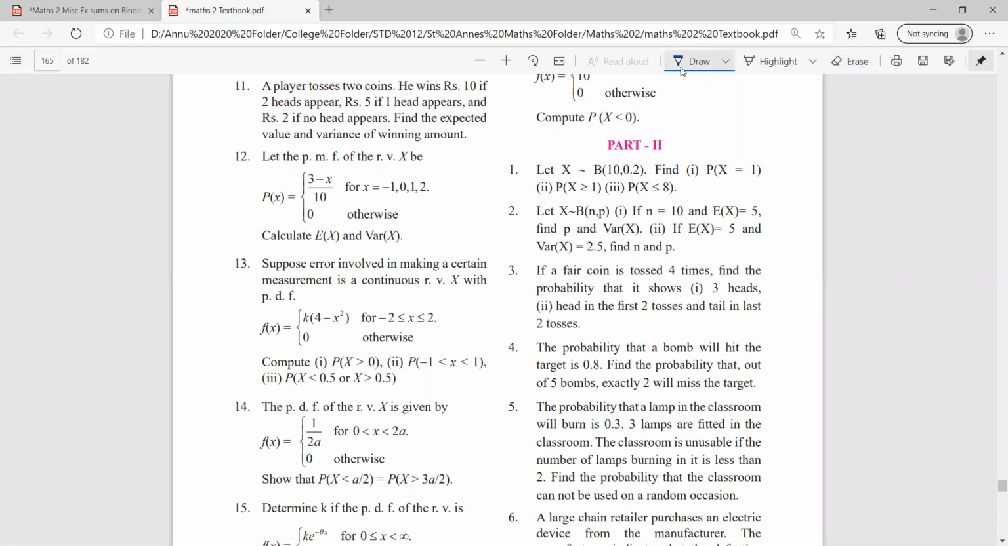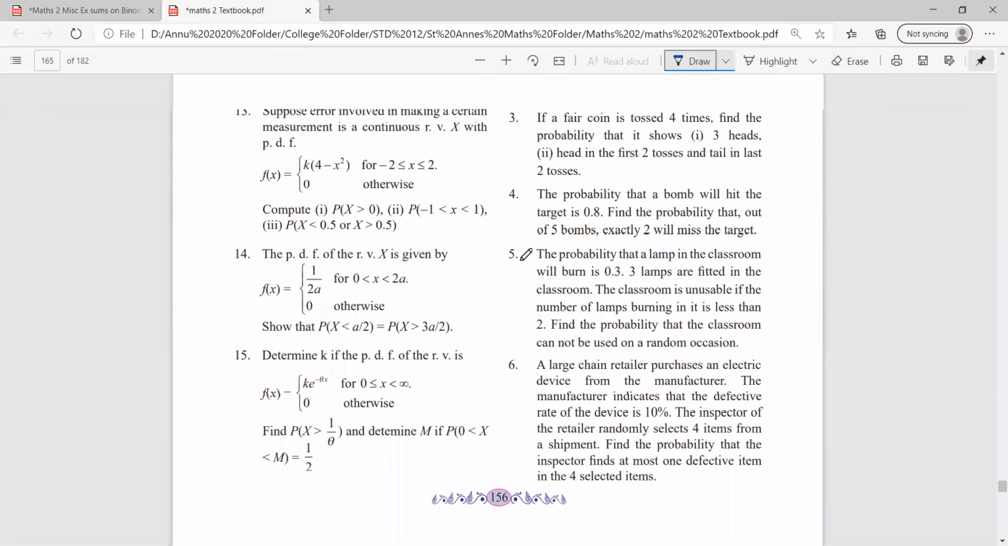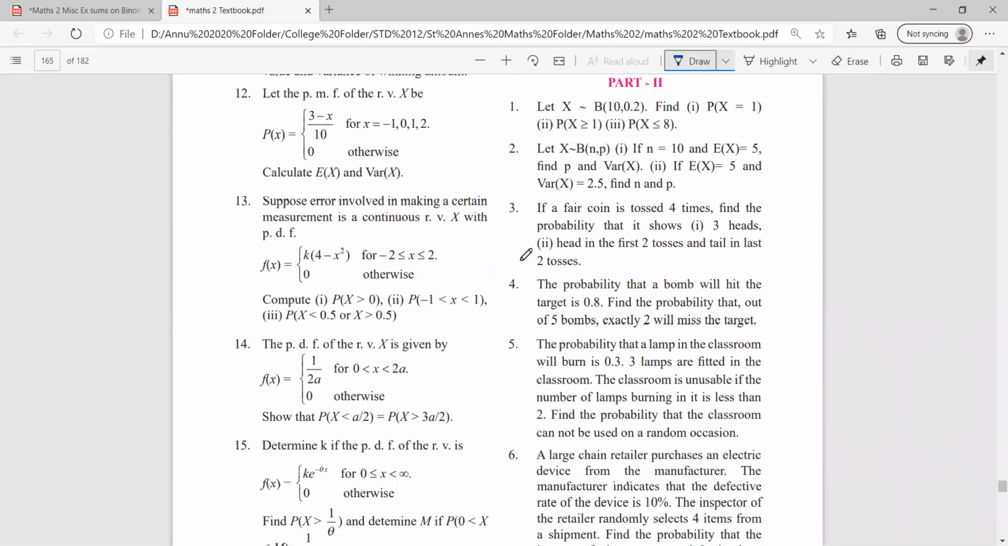In the next session, we'll be focusing on how to solve the remaining word problems, which are based on either Poisson or binomial. So till then, class, take care, stay safe, keep practicing and keep learning.